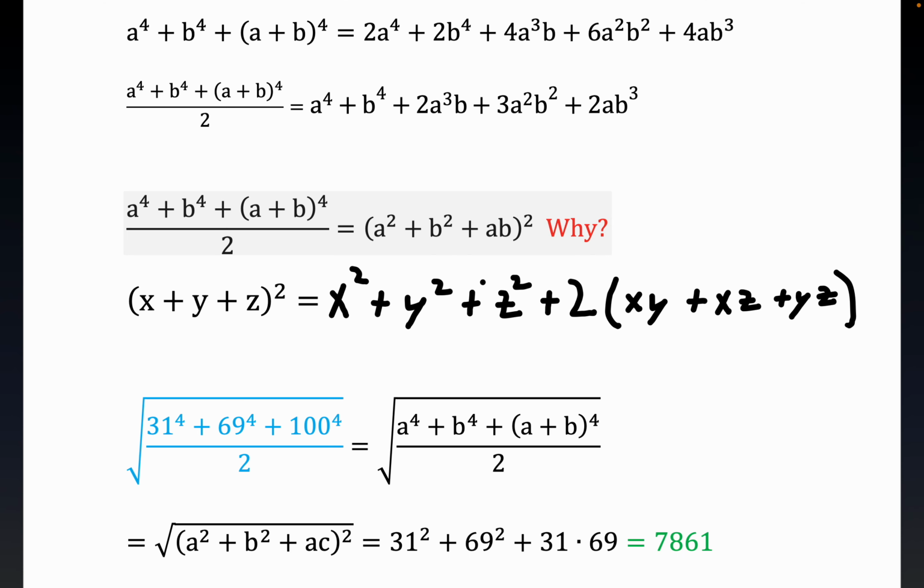And so here's the original problem. Okay, it's written like this, but we've already shown that this object with the 2 gone is actually equal to a squared plus b squared plus ab, all quantity squared. And so I've just written all that down for you here, folks. 31 squared, not to the 4th, but 31 squared, 69 squared, and also the product of those 2 numbers, 31 times 69, you end up getting 7861. Okay, so y'all, that is the answer.